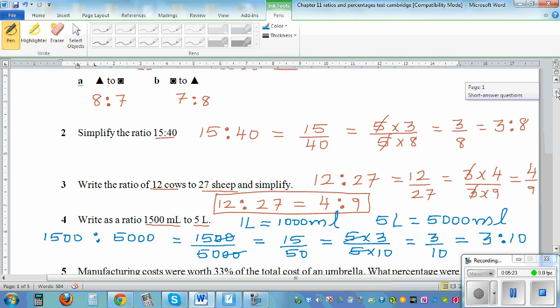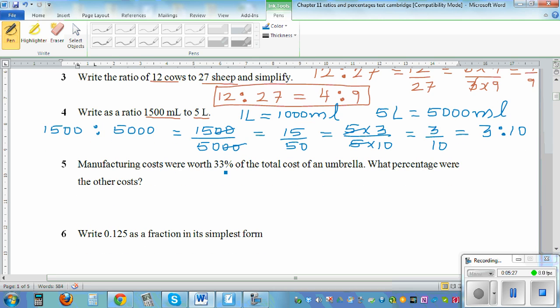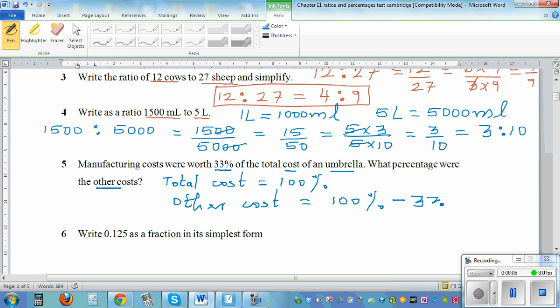Okay, let's do a few more questions. Manufacturing costs were worth 33% of the total cost of an umbrella. What percentage were the other costs? So you've got 100%, the total cost, so let's say the total cost is 100%. And the cost of manufacture is 33%. So the other cost would be 100% minus 33%. So 100 minus 30 is 70, and then take away 3, which is 67%.